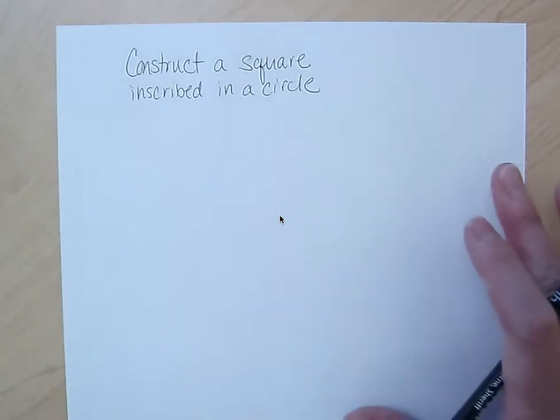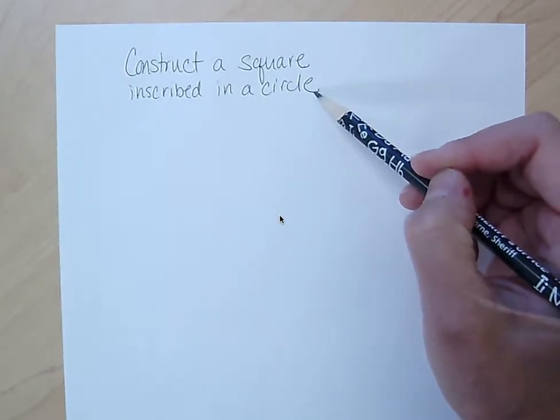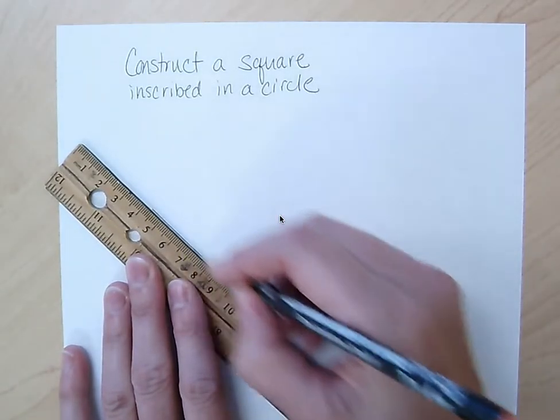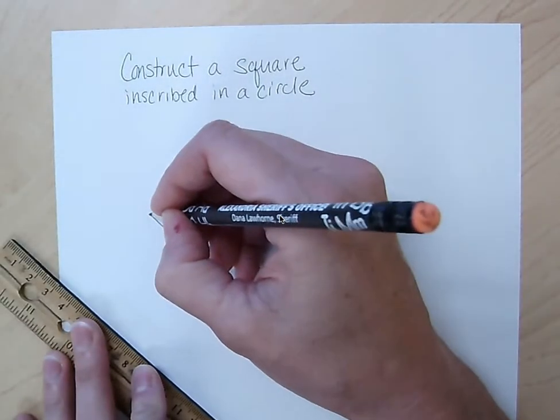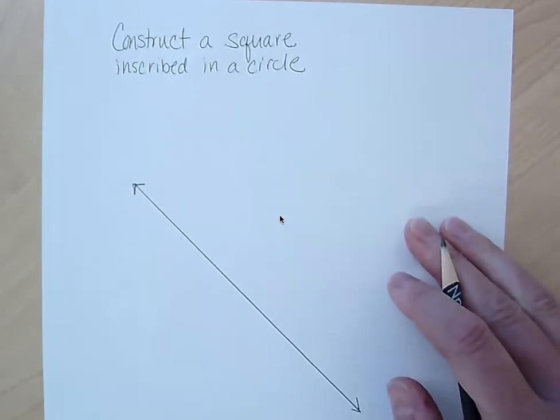In this video we are going to construct a square that is inscribed in a circle, and to do that we are going to use the diagonals of a square. So I'm going to create a line that is going to serve as one of the diagonals. Now, not the whole line, just a segment of the line.